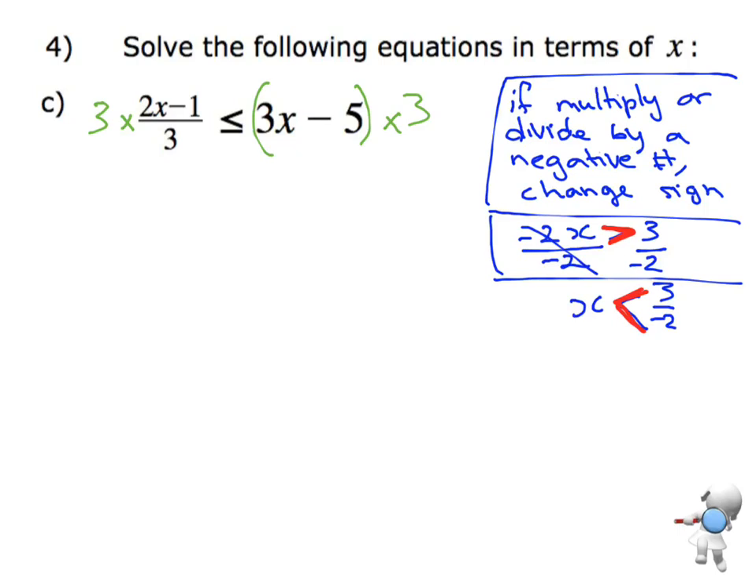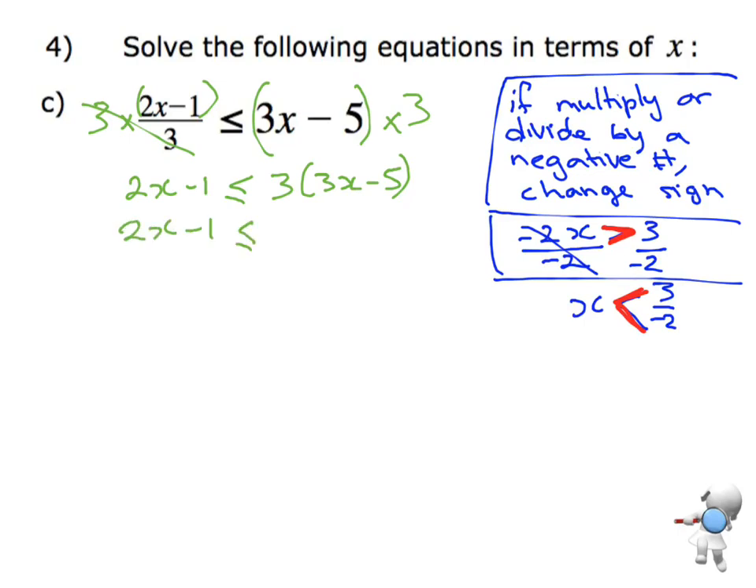And remember, I'm multiplying the whole side by 3. So those 3s will cancel to leave me with 2x take away 1. Now I was multiplying by a positive number, so the sign does not change. And that's going to become 3 times (3x take away 5). Well, I've got a bracket there that I can expand. So let's do that as our next step.